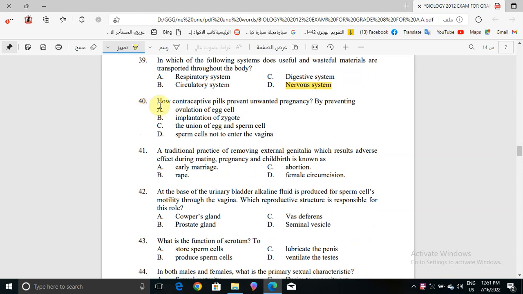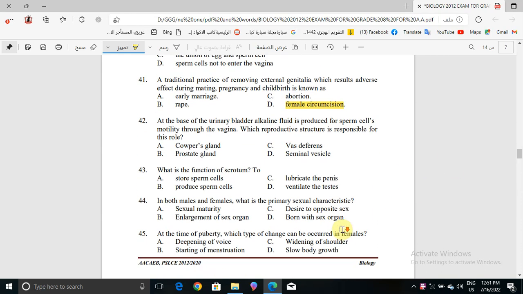Now question number 40. How do contraceptive pills prevent unwanted pregnancy? By preventing ovulation of the egg cell, because of these contraceptive pills the women are taking. Okay, now question number 41. A traditional practice of removing external genitalia, which results in adverse effects during mating, pregnancy, and childbirth, is known as what? Female circumcision, and this is a crime also.